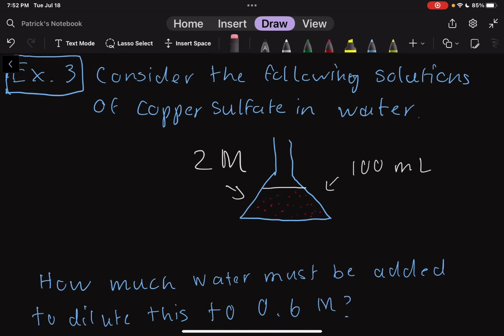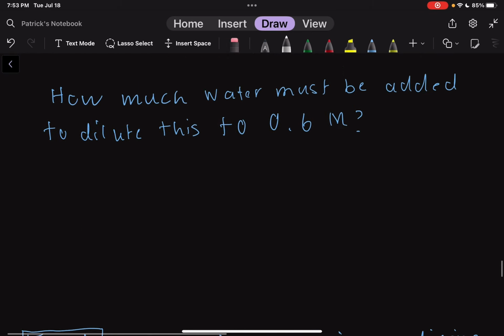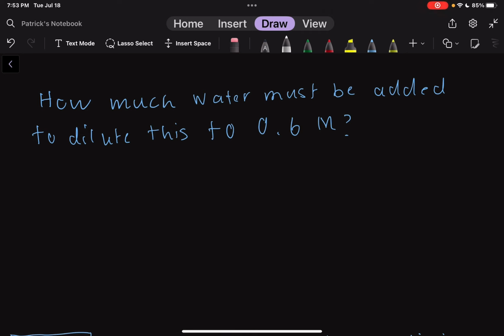Let's put this formula to use. Example 3 says, consider the following solution of copper sulfate in water. This solution is 100 milliliters in volume and has a molarity of 2 M. How much water must be added to dilute this to 0.6 M? This should be easy enough. All we need to do is apply the formula.